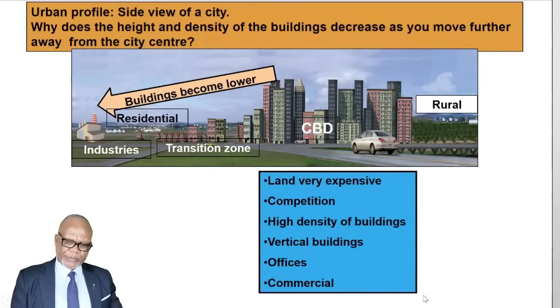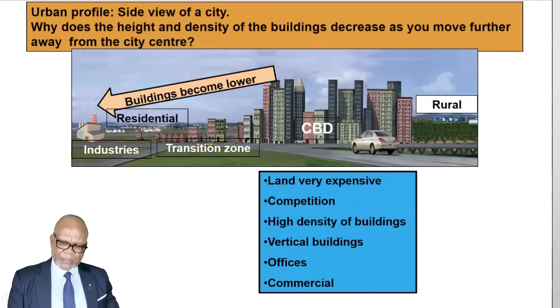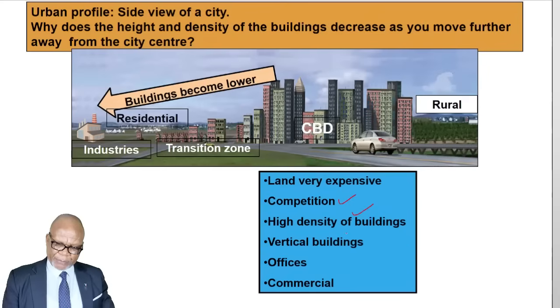Now, the land is very expensive in the city center. There is high competition in the city center. There is high density of buildings in the CBD. The buildings are built vertically. There are tall buildings there, and there are more offices. And this is a commercial hub. The CBD is the commercial hub.